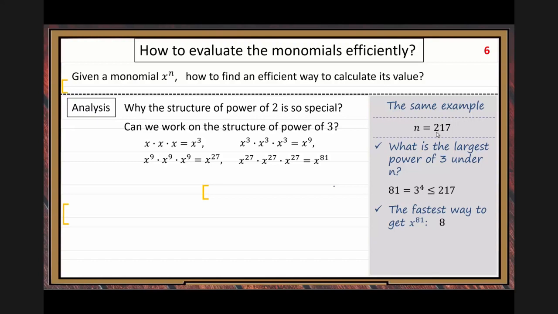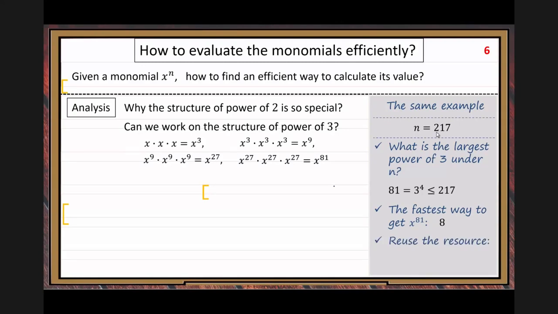See, each time 2 multiplications, and we did it 4 times. 2 times 4 equals 8. That's the best we can do.